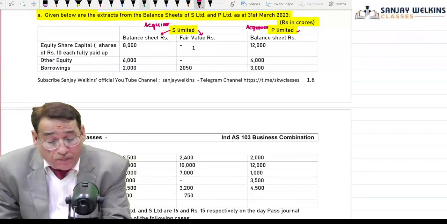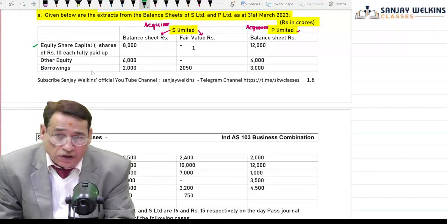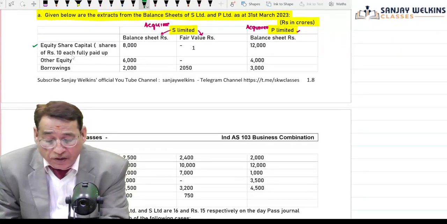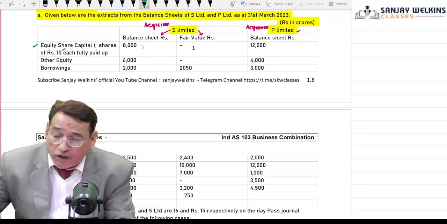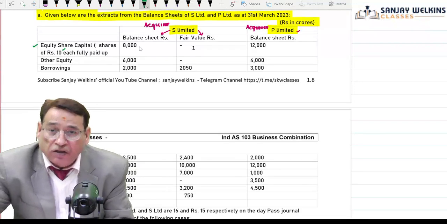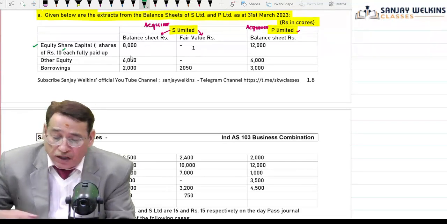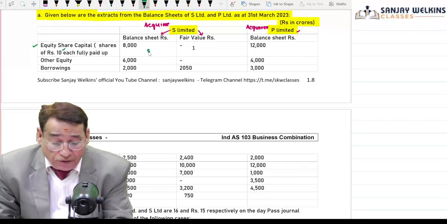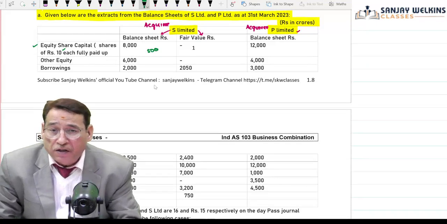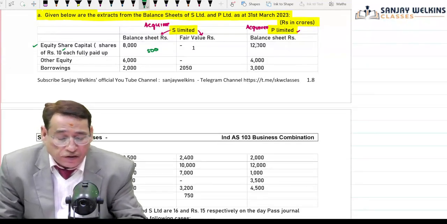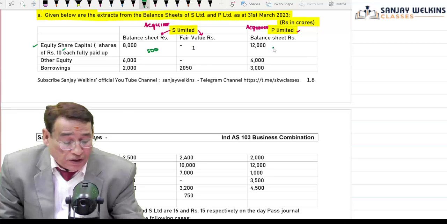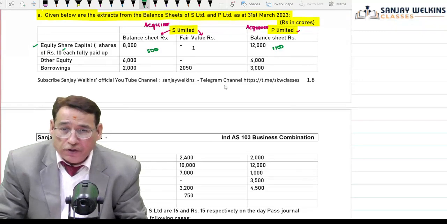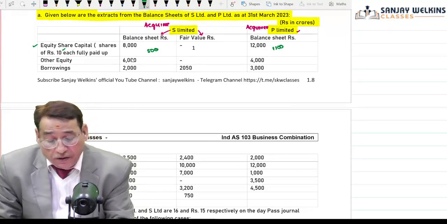We now begin with the first item, that is equity share capital. One share is of rupees 10 each. Total share capital of the acquiree entity in this particular case is 8,000 crores. If I divide 8,000 crores by rupees 10, the total number of shares of S Limited is 800. 800 into 10 is 8,000 crores, quite obviously. Likewise, total share capital of P Limited will be 12,000 divided by 10. That means P Limited has 1,200 shares of 10 each, correct?